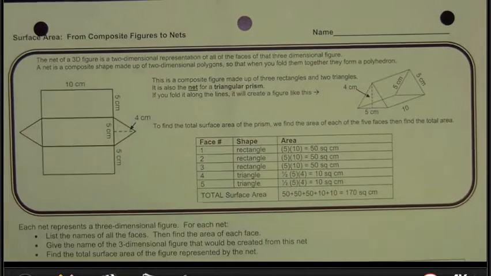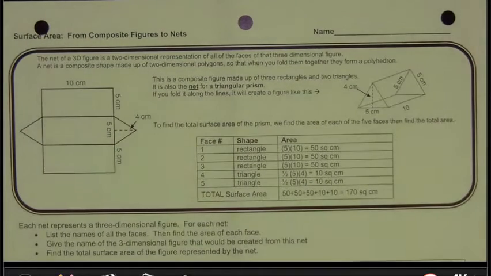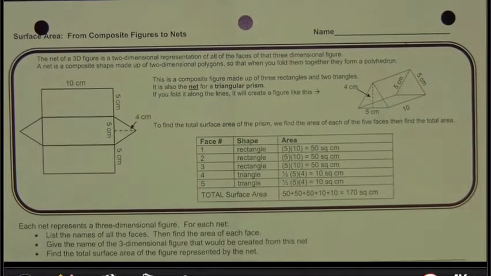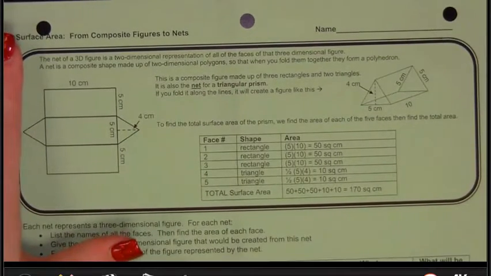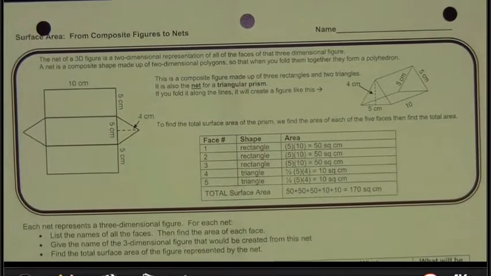All right. So if you would please find your worksheet for surface area from composite figures to nets. We've been learning about how to find the area of different polygons, which we learned that term very recently. A polygon is like a rectangle, square, triangle, circle, and things of that nature. So we're going to look at nets, which are a 3D form.